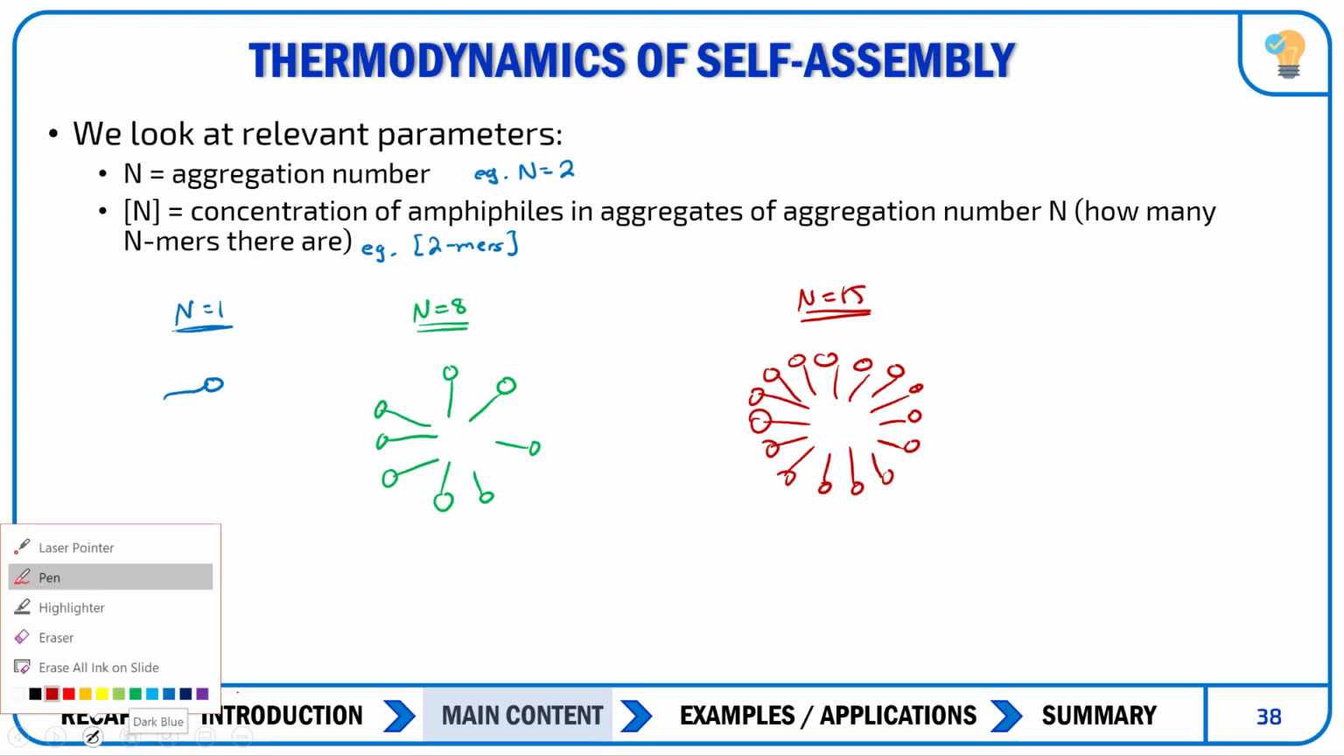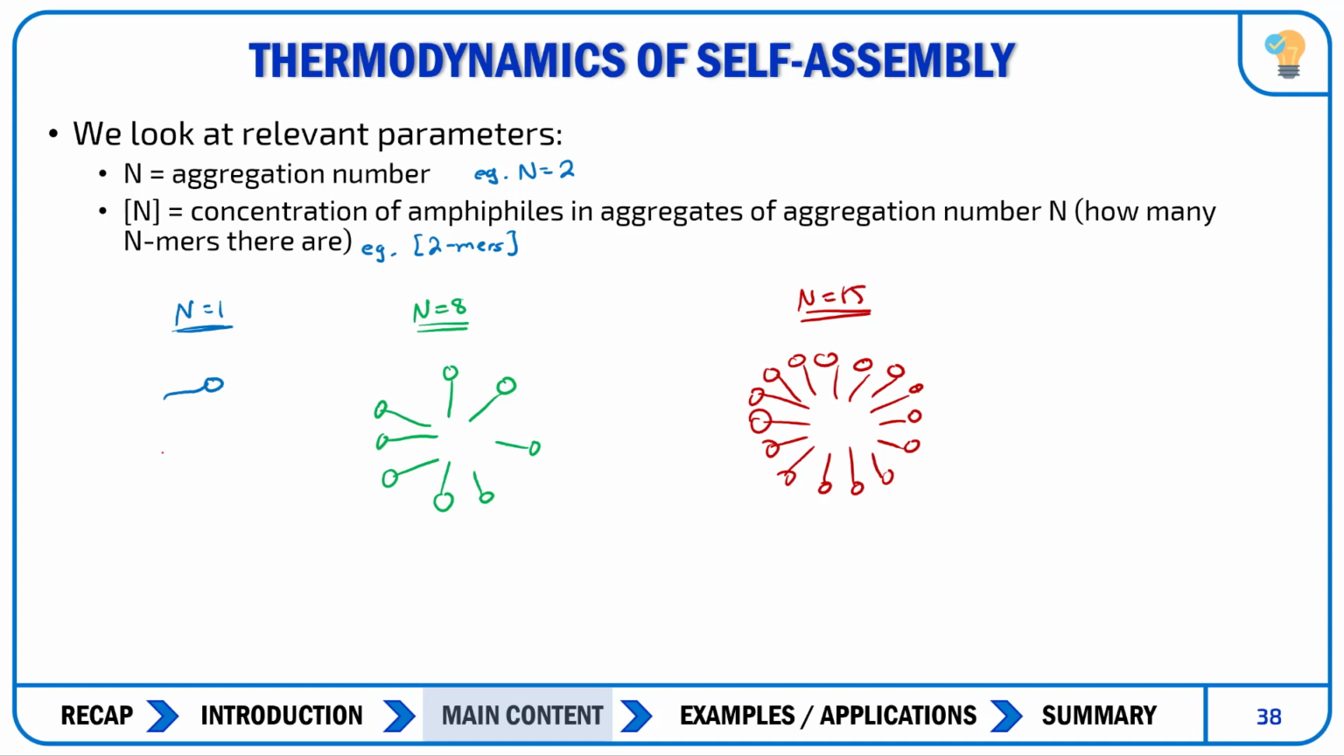So thinking about the concentration of just a 1-mer, so that would be this one, is equal to 1, because I only have one of those. The concentration of an 8-mer, I only have one structure that has 8 lipids together, so it's also 1. And the concentration of my 15-mer is equal to 1 as well. So just keep in mind the main differences between n and N, after we put in a square bracket to get the concentration of those n-mers.